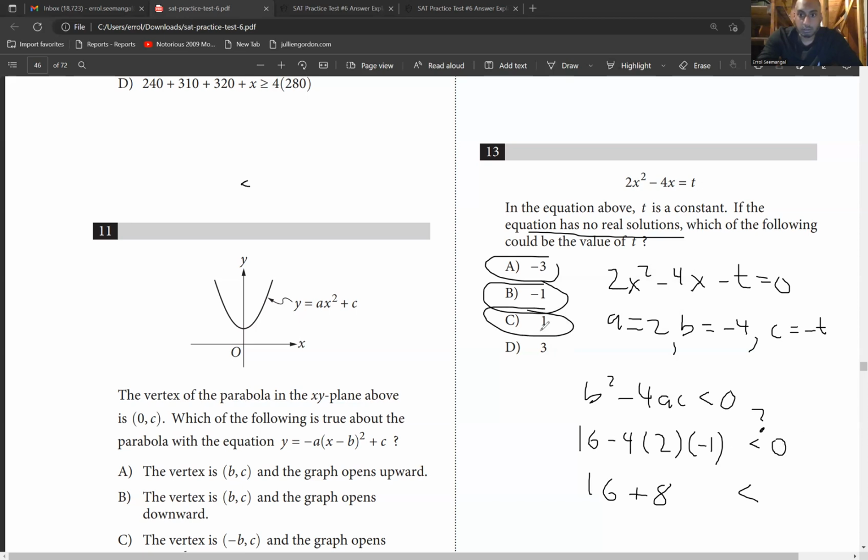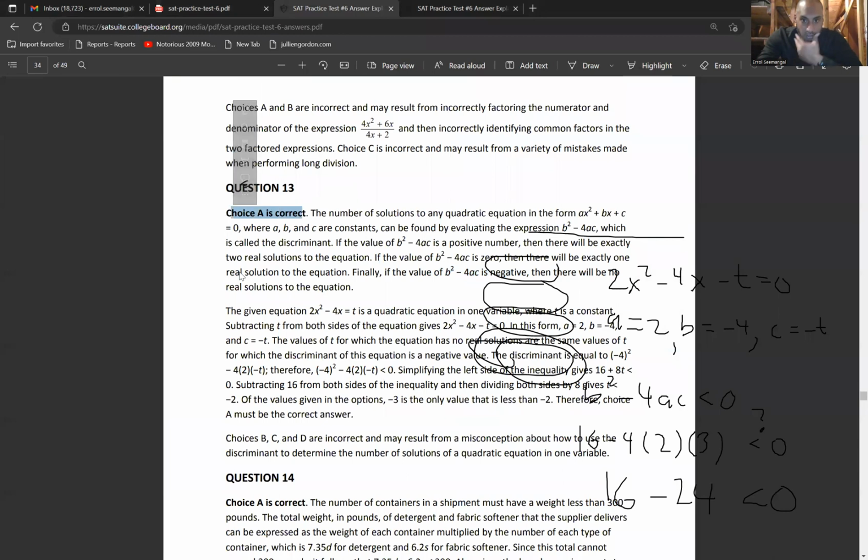What about this one? Change this to 1 right there. Is that less than 0? 16 minus 8 is just 8. Now if this is 3, is that less than 0? I think so. 16 minus 24. Yes, that is negative. So it's D then. Did they say it was D? Correct is A.